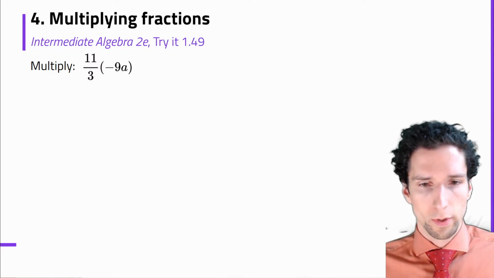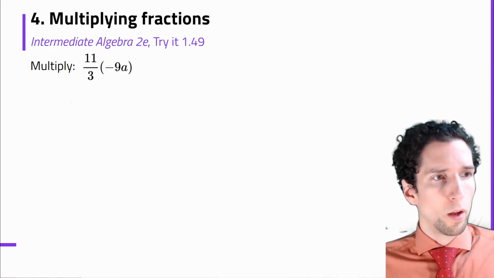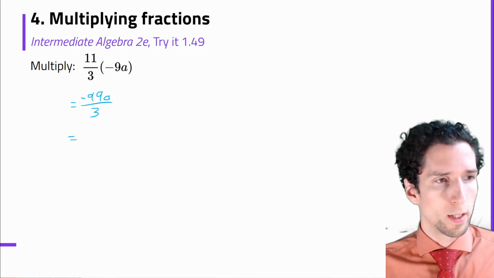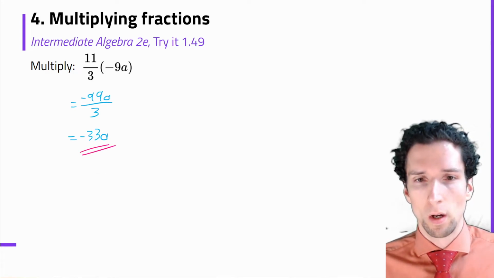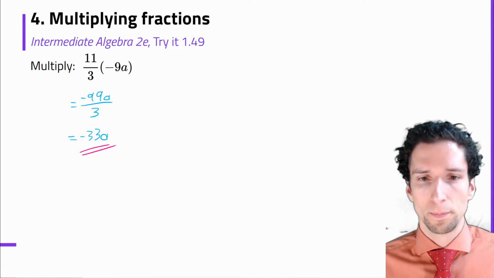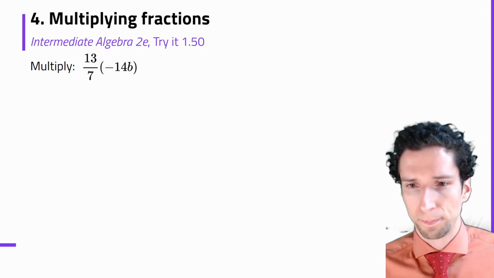So my turn first. All right, 11 times negative 9a will be negative 99a over 3, and we can simplify that to negative 33a. And done. All right, that was my turn. And now your turn.